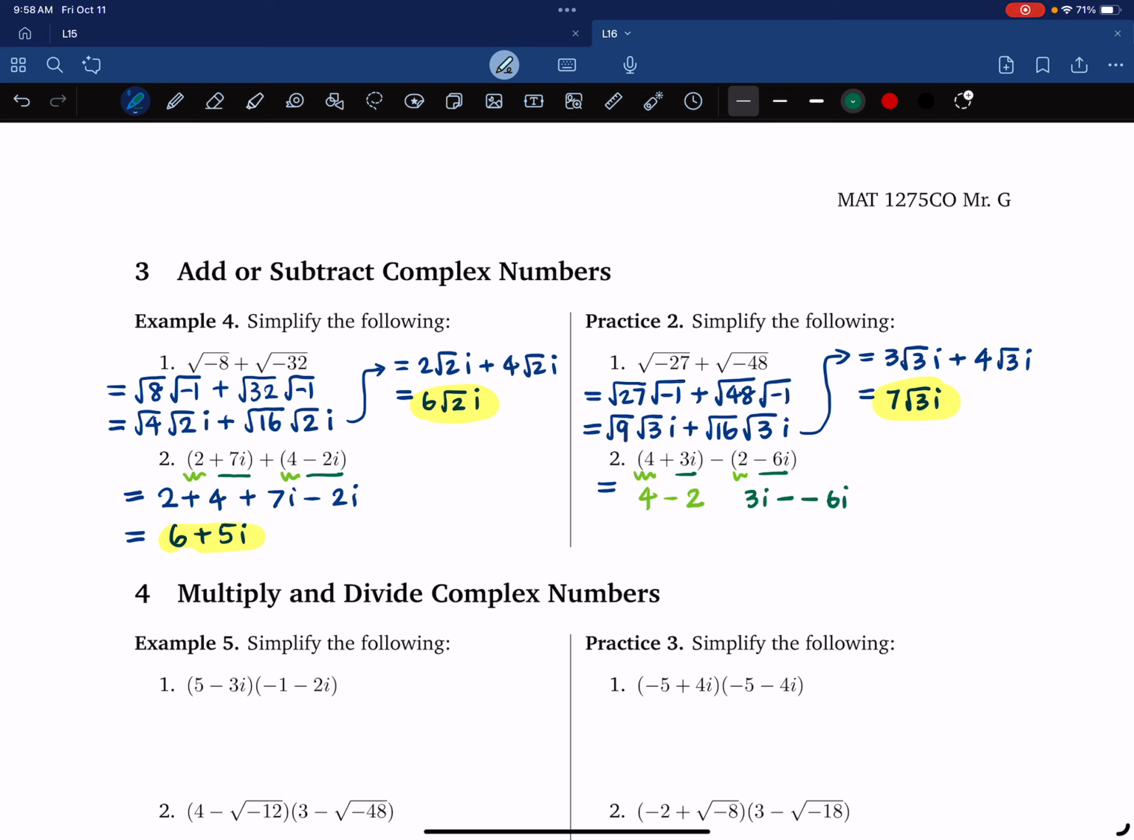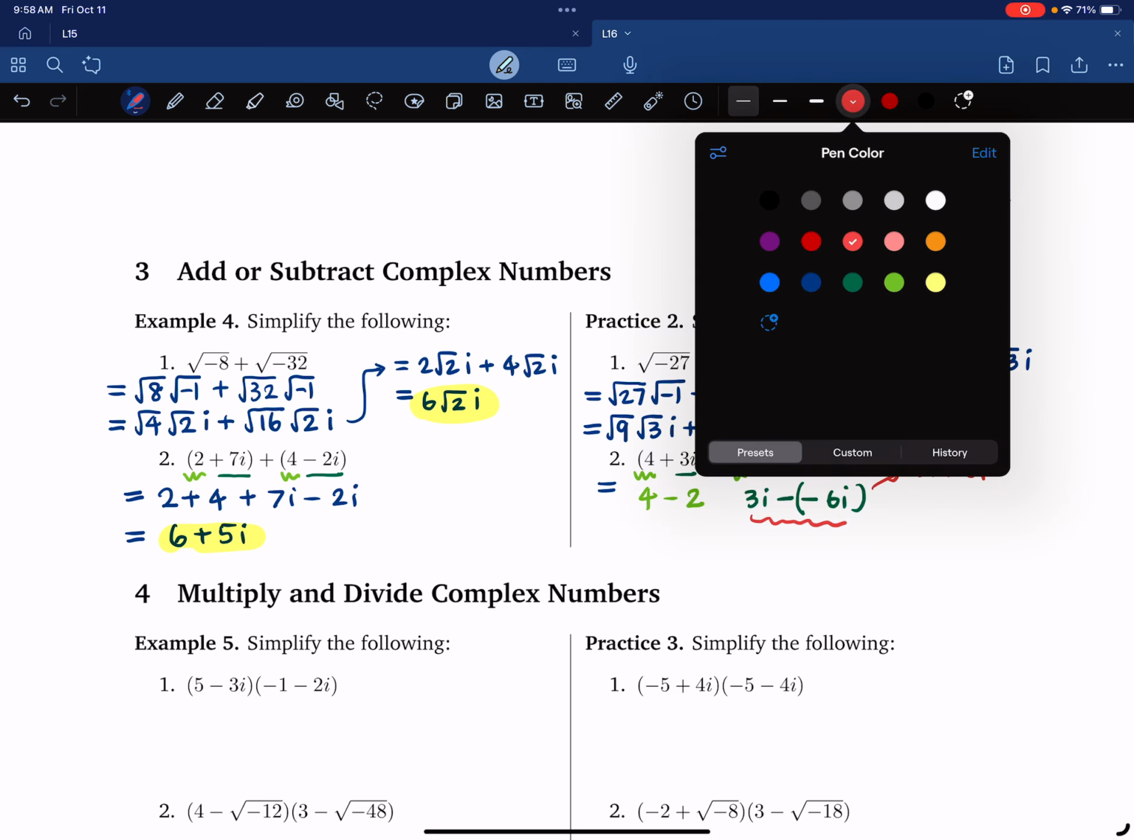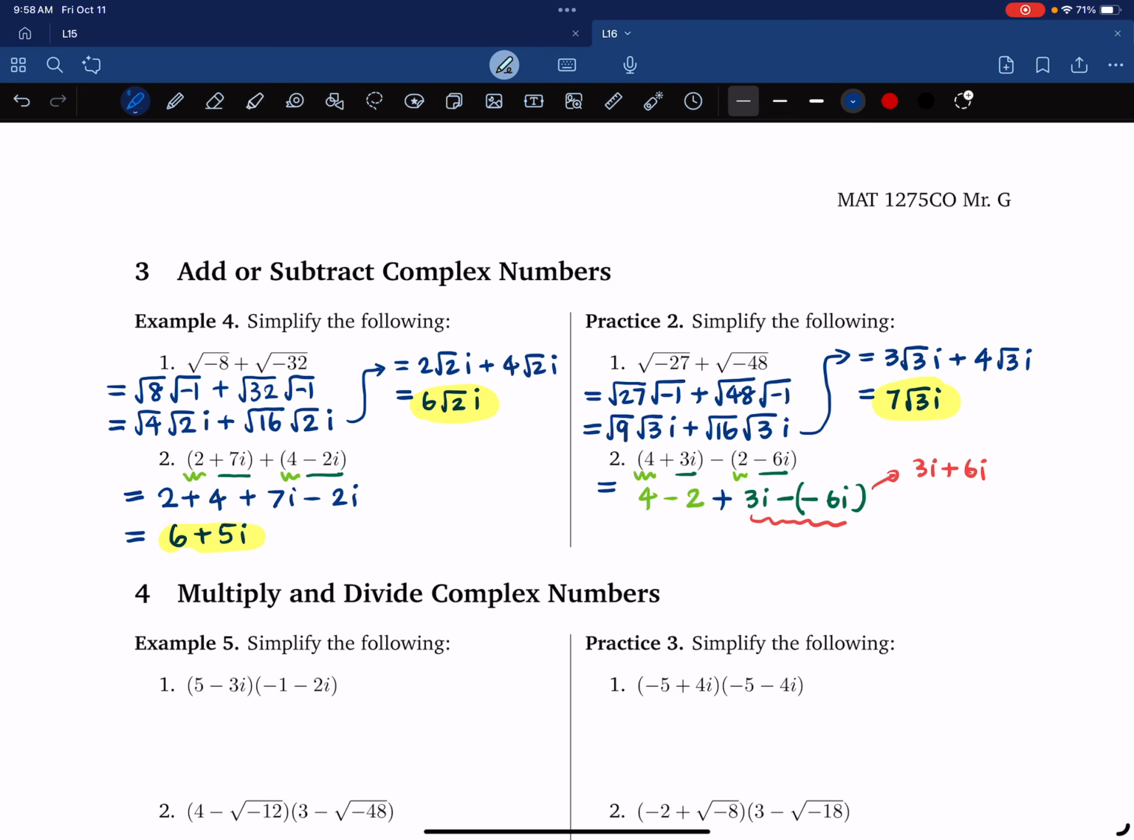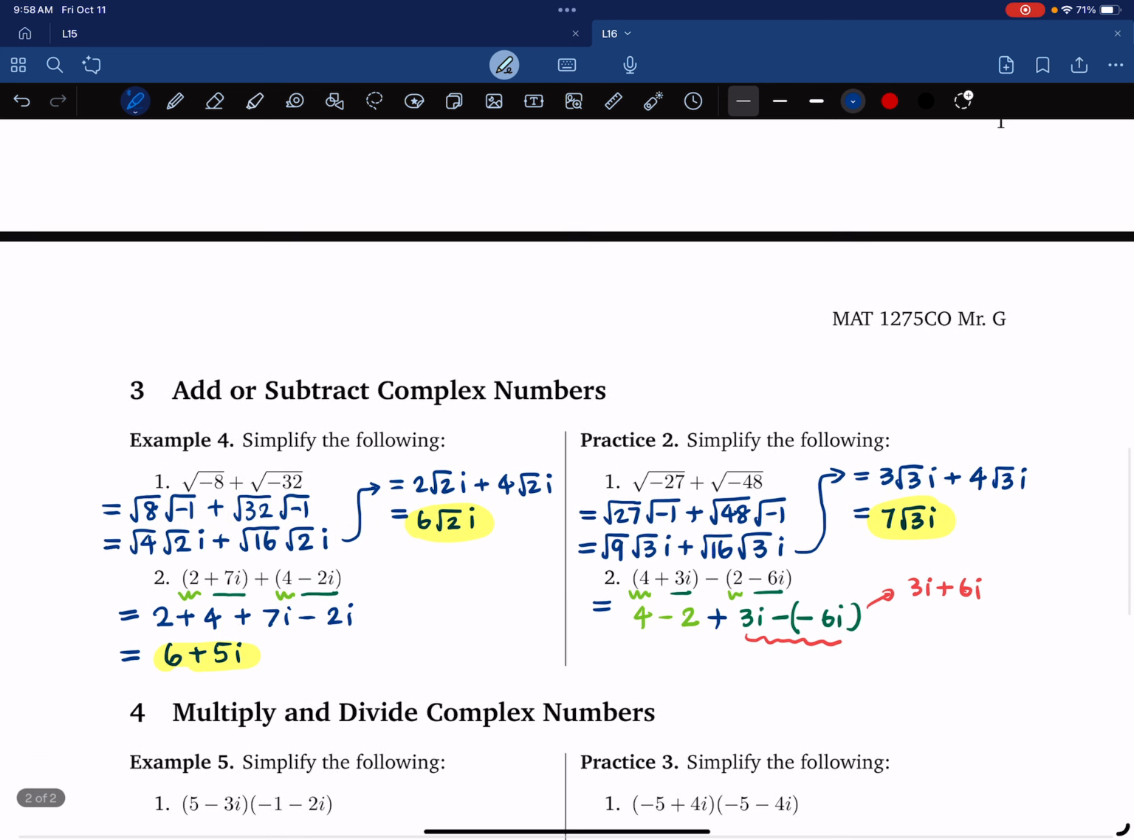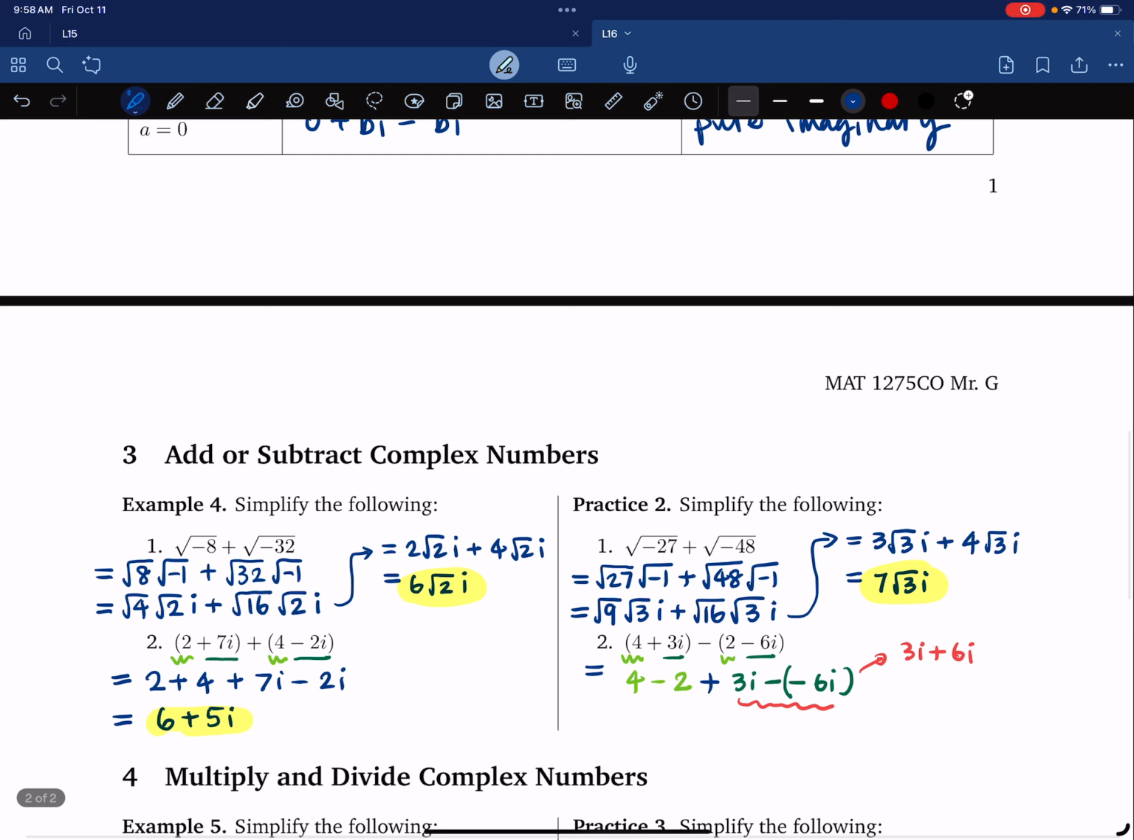So notice that there are two negative signs right there. If you have two negative signs, you have to put a parentheses. Alternatively, you could also make them positive. So alternatively, I could also rewrite this as 3i plus 6i because double negative becomes positive. And then in the middle, don't forget, it's going to be plus because you're still having the form of a plus bi. If you remember the complex number, a plus bi.